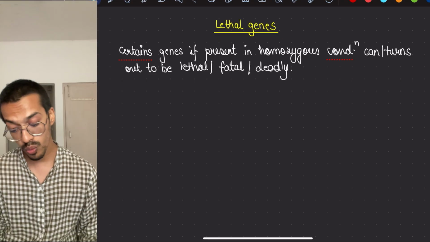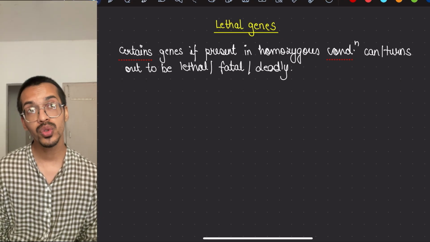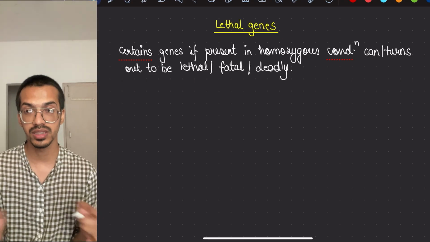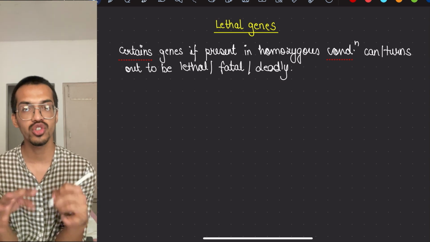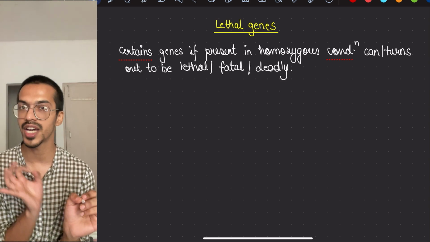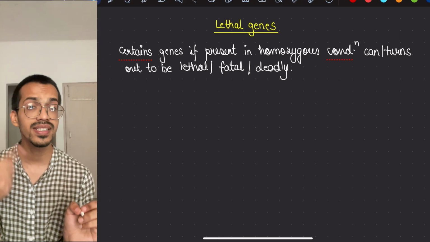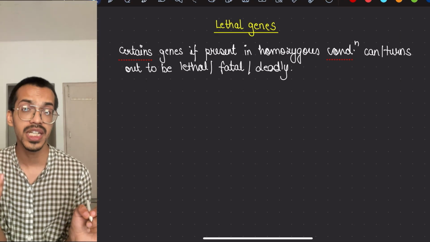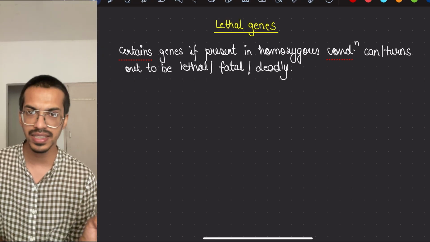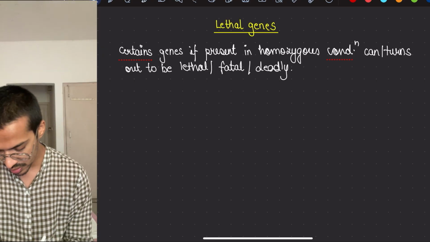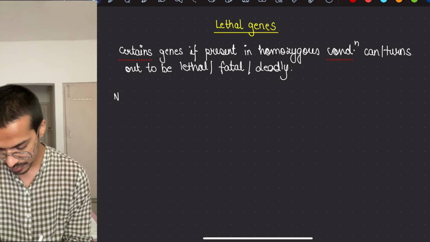Right now, what basically happens? Certain genes, if they are not very lethal, normally the child dies within the womb itself if they are present. If the child survives for a certain period of age after the delivery, then we call these conditions semi-lethal genes.